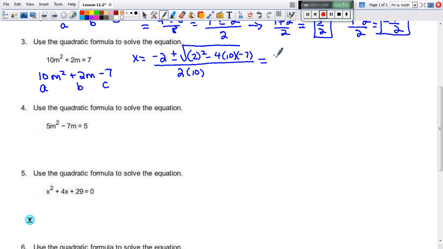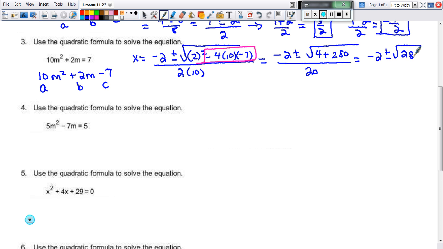So that equals negative 2 plus or minus the square root of 2 times 2 is 4. Everything after that gets multiplied together. Take care of your signs first. So negative times a negative is a positive. And then 4 times 7 times 10, that is 280, all over 20. So that equals negative 2 plus or minus the square root of 284 over 20.